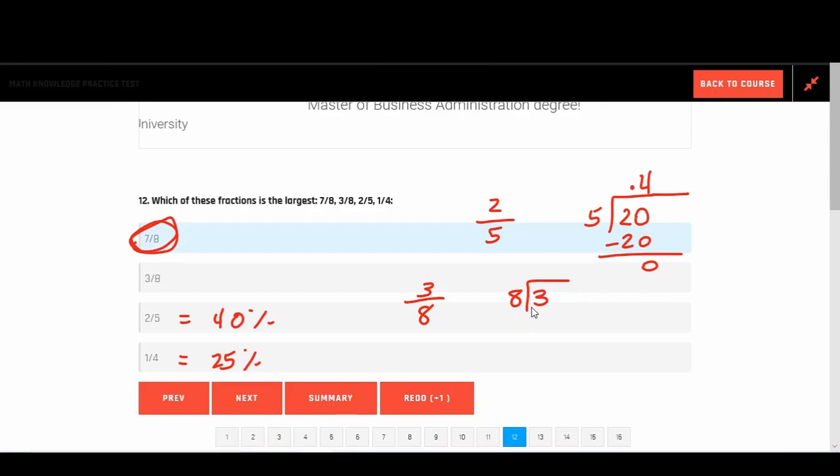8 goes into 3? It doesn't, it's too small, so we have to add a 0. When we add that 0, we have to add a decimal. 8 goes into 30 3 times, so I know this is 30 something percent.